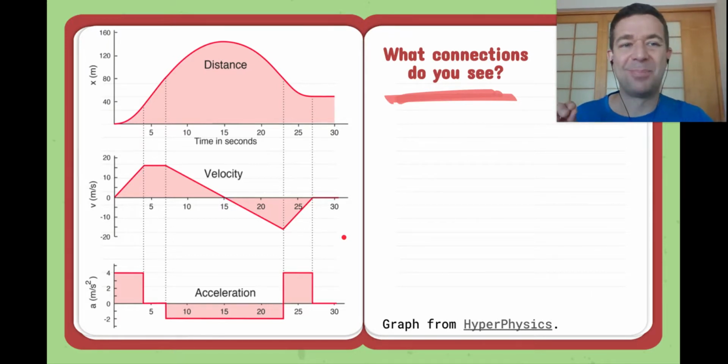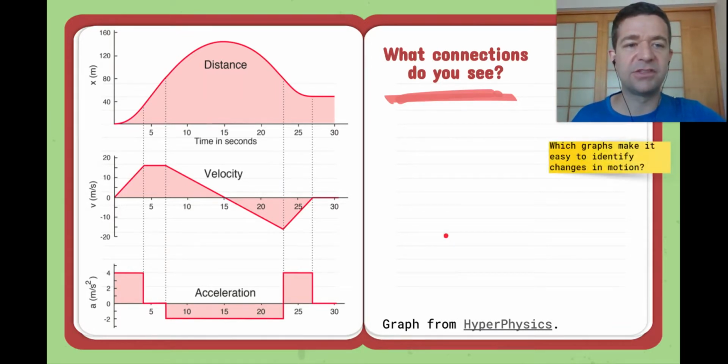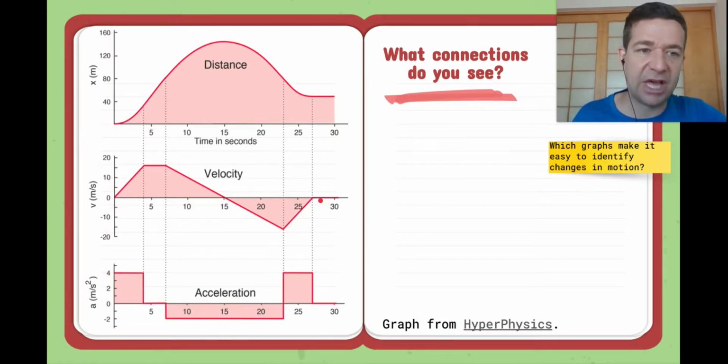Okay, welcome back. It's possible that you found half a dozen or so different connections, which is great. It's also possible that you weren't really sure what to do. So let me give you a few hints about things that you could look at. When you're looking at this, think about which graphs make it easy for you to identify the changes in motion. So if it's more comfortable for you to think about distance versus time, think about one specific graph in one specific region, and then try to understand that in terms of the velocity. For example, here between, like, say 27 and 30 seconds, what's happening on the distance graph, and compare that to what's happening on the velocity graph.